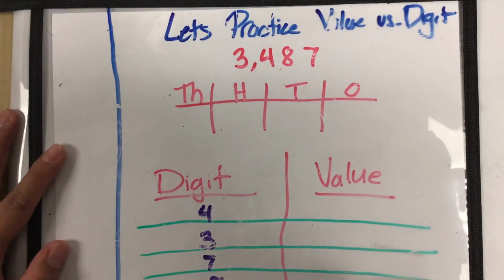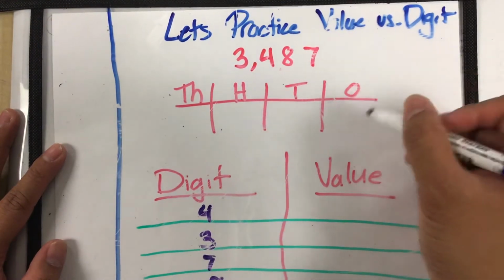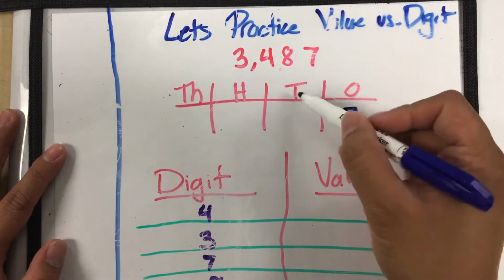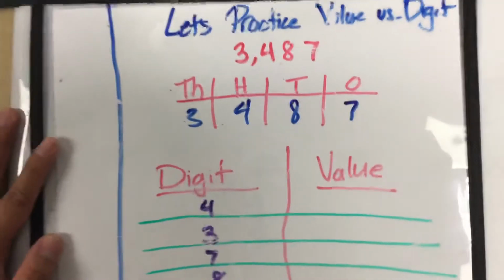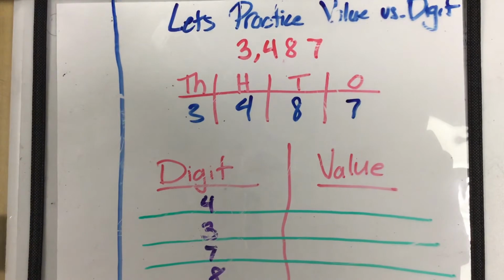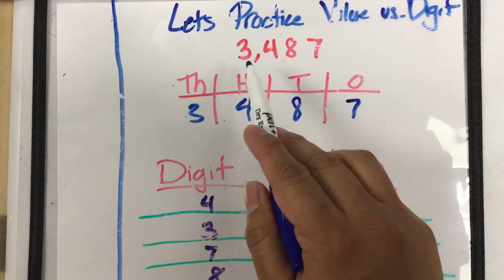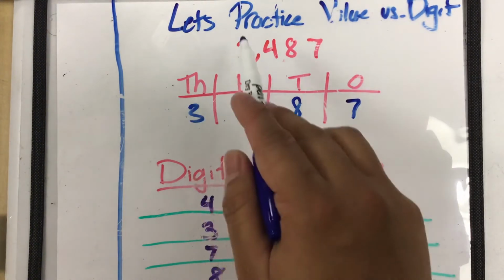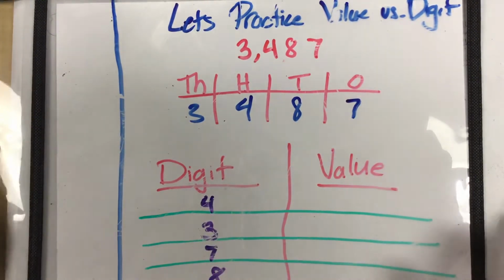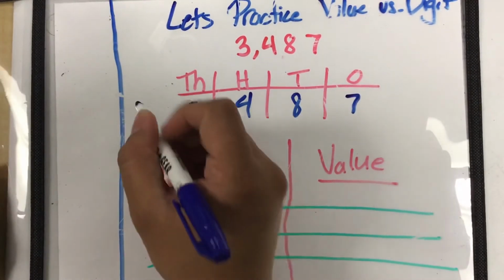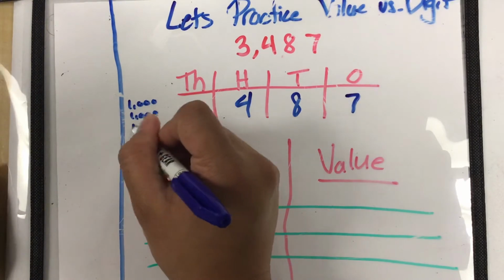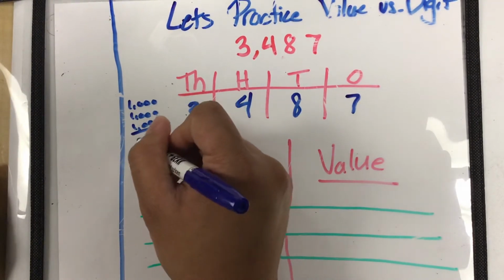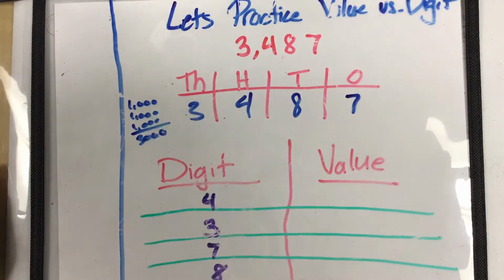Okay? So, if we look from right to left, we see that there are 7 ones, 8 tens, 4 hundreds, and 3 thousands. Okay? So, what does that all mean, though? That means the 3 digit is here in the thousands place. So if our 3 digit shows the quantity of our unit, that means we have 3 thousands. And that represents 3,000. Okay?